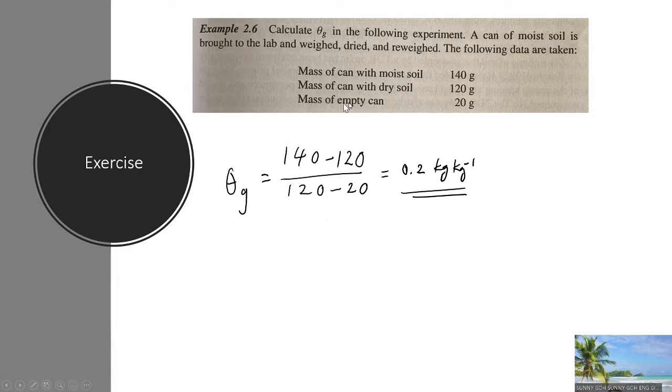The mass of dry soil can be determined by taking 120 grams of dry soil with the can minus the mass of the empty can. So 120 minus 20, you get 100, and 140 minus 120, you get 20. So 20 divided by 100, you get 0.2 kilogram over kilogram, or you can also write it as gram over gram.